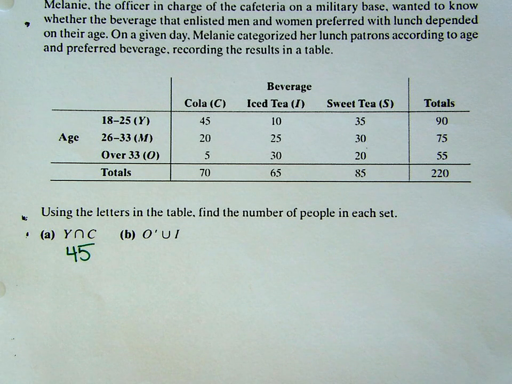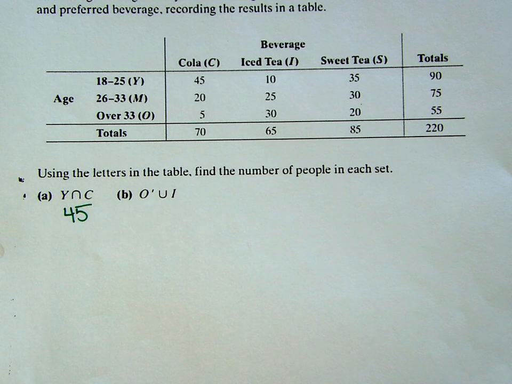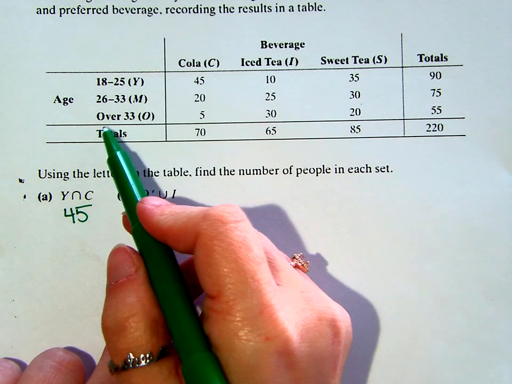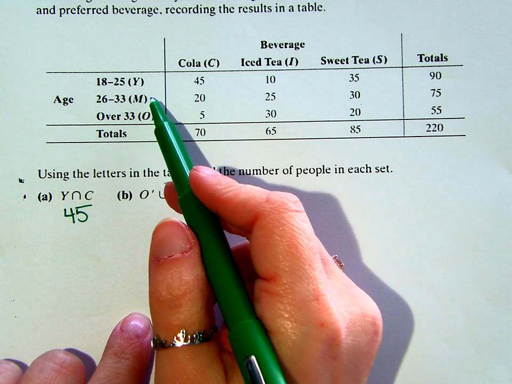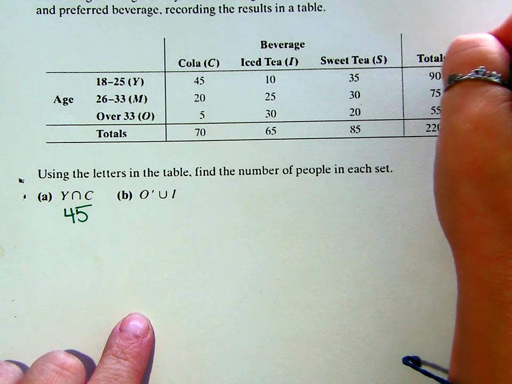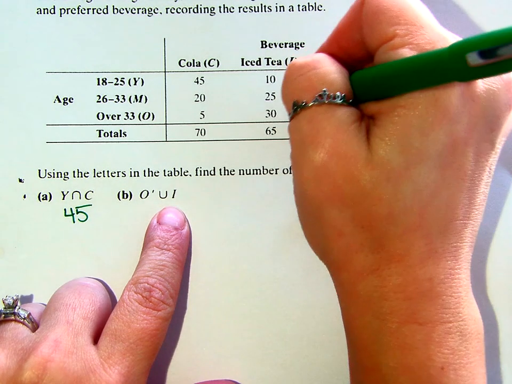All right, let's look at the other question, because this one is a little bit different. It says O complement union the I, which is iced tea. So first, let's figure out what O complement is. M and Y. If you are O complement, you are either middle-aged or young. You're not old. So you're looking at these two rows. And if you are unioning that with your I column, that is your iced tea, so you are combining it with this.